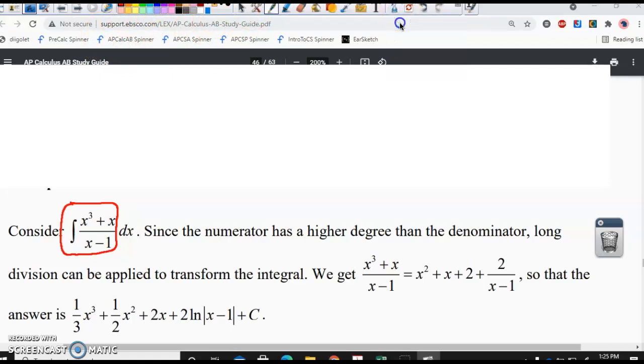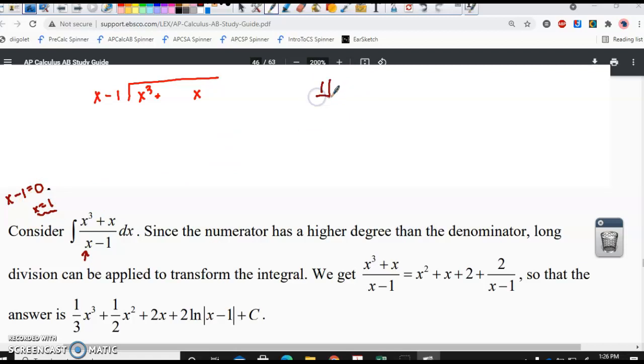Let me get rid of the stuff on the page. I was just comfortable going x minus 1 into x cubed plus x. Maybe I might be feeling a little synthetic division. As long as the bottom is linear, you can do synthetic division where if you let x minus 1 equals 0, then x equals 1. That's called your root. Your root goes in the box, and then your coefficients: 1 for x cubed, 0 for x squared, 1 for x, 0 for the constant. So we can do long division or synthetic division.